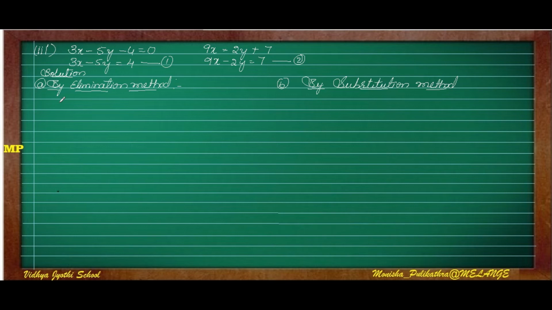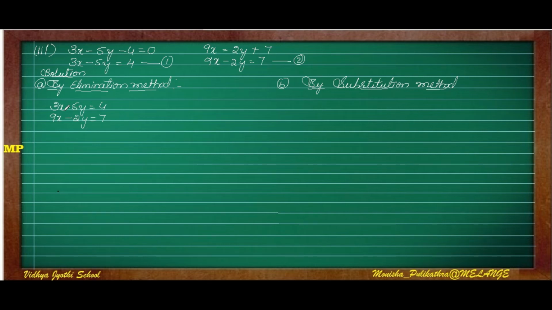Moving on to the third question of this session. Here the first equation is 3x minus 5y is equal to 4, and the second equation is 9x minus 2y is equal to 7. If the equation is given in this way, we have to rearrange it in this form, that is x, y, and is equal to, and then a constant. In this way we can solve the problem easily.